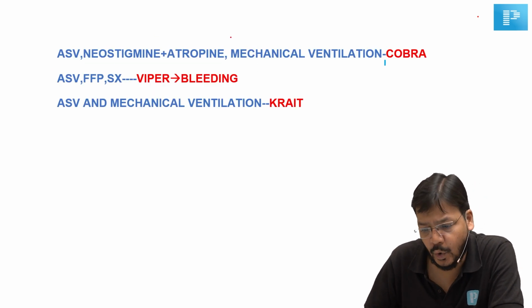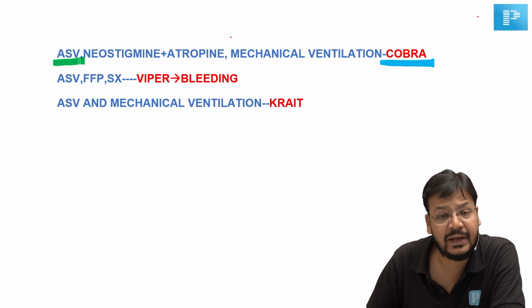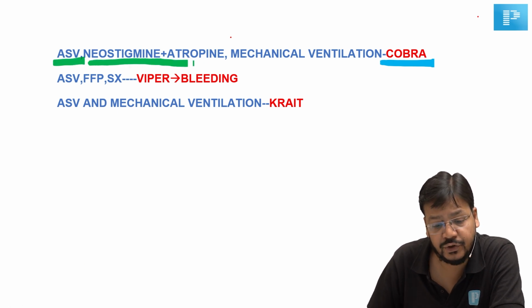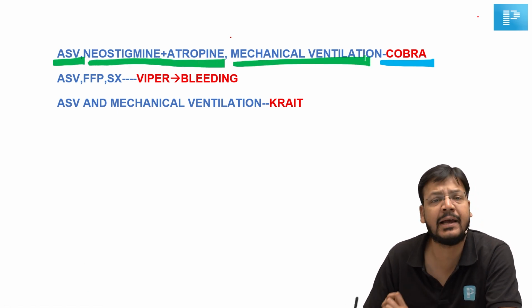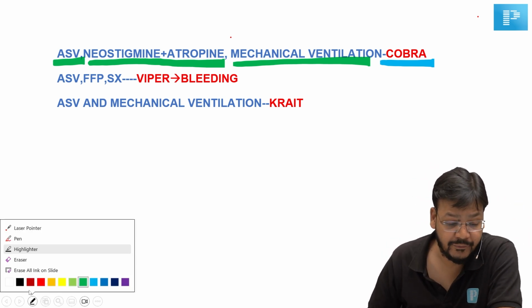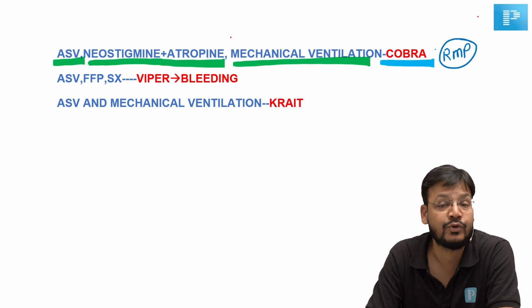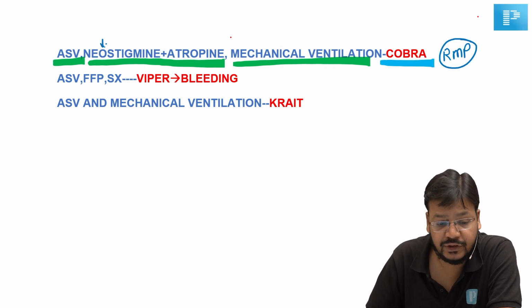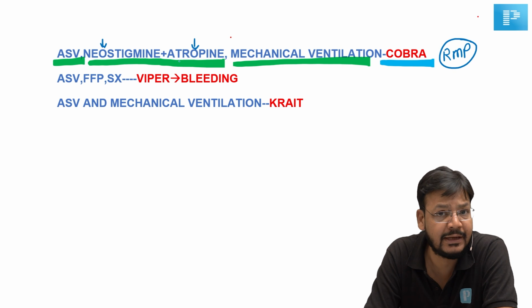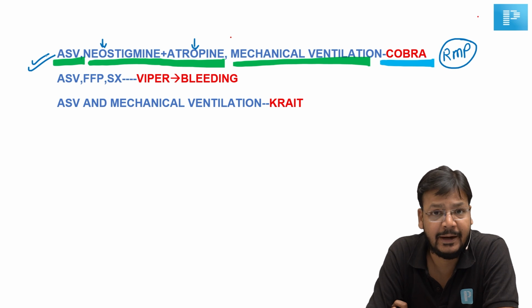Now sir, in cobra bite, a very, very important question. In cobra bite, we give anti-snake venom, neostigmine and atropine and mechanical ventilation. Why mechanical ventilation? The cause of death is respiratory muscle paralysis. So in cobra bite, we give neostigmine and atropine. Why is atropine given? To counteract the effect of neostigmine. So cobra is a neurotoxic snake.